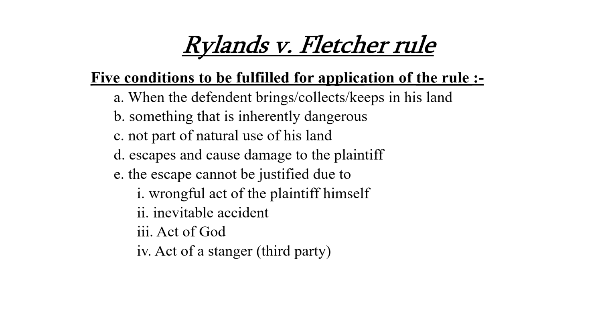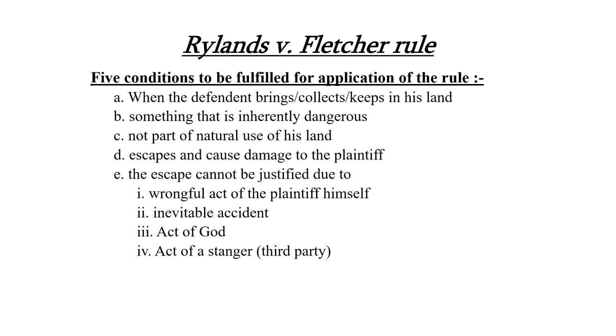So therefore, what are the first 4 elements? First, something has to be brought, collected or kept in the land. What is that? An inherently dangerous substance. Then that collection, keeping or bringing of the inherently dangerous substance is not part of the natural use of the land, and then that substance escapes and causes damage to the plaintiff. If all these 4 grounds are satisfied, then the plaintiff will have relief, except that these particular exceptions should not be there. What are the exceptions? Wrongful act of the plaintiff, where the plaintiff is himself a wrongdoer, or an inevitable accident, which is outside the scope and control of the defendant, or an act of God, or lastly an act of a stranger or a third party.